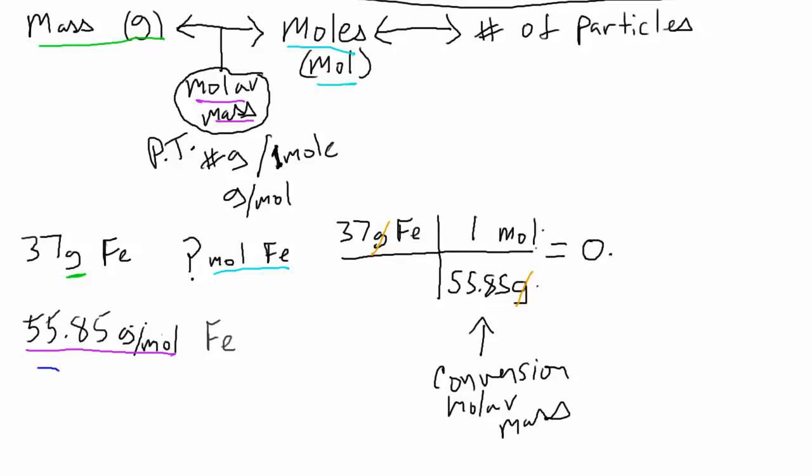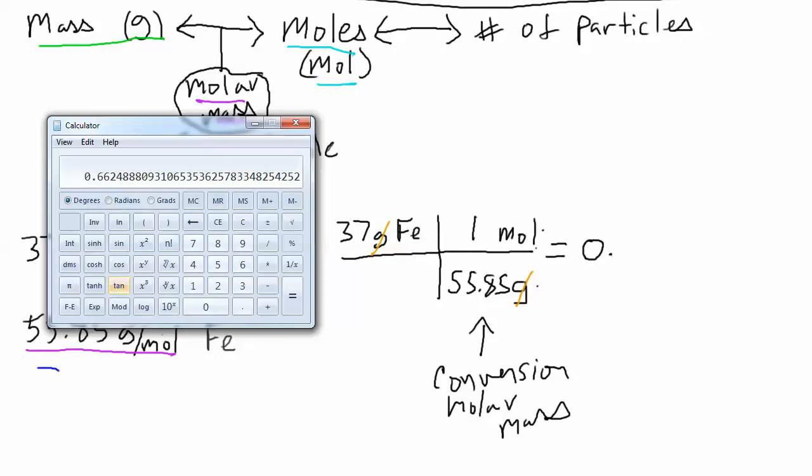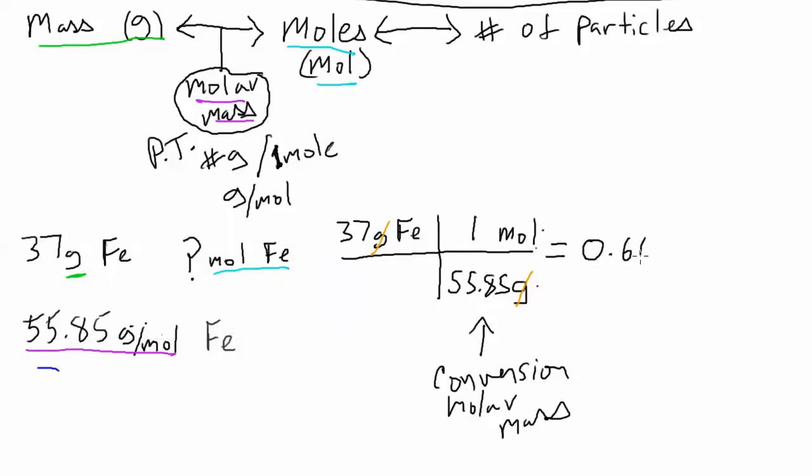So for my answer, I'm going to put 0.66. Now this is important. Okay, 0.66 what? 0.66 moles, because it's the only unit that's left that hasn't canceled out. And then what substance? 0.66 moles of iron. So we have converted from an amount in grams to an amount in moles. That's how you do that.